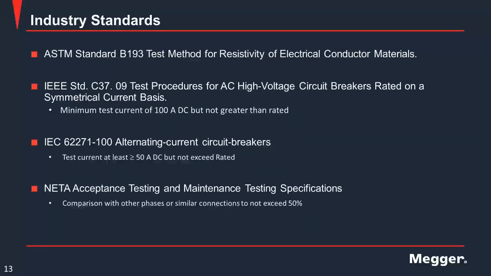And the last standard, maybe for your reference, is NETA, which talks about the acceptance testing and maintenance testing specification. The standard talks about comparing your measurement with other phases or similar connections, and those comparisons should not be more than 50% different. For example, if you have a measurement on phase A of 100 microohm, with the same connection you can compare to phase B or phase C, but the value should not differ by more than 50%, meaning it should not be less than 50 microohm. If the difference is more than 50%, then you need to do an investigation.